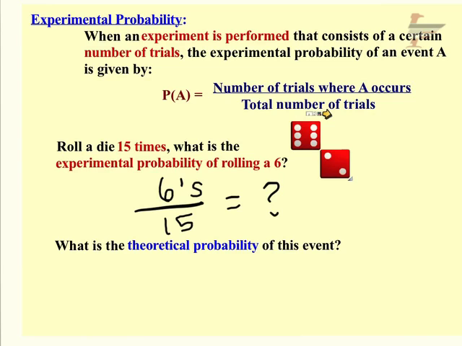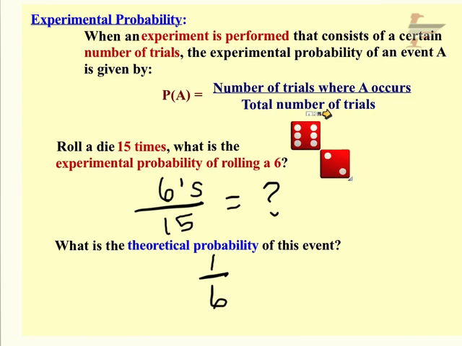Now, the theoretical probability of this is the actual answer. So what is the probability that you will roll a 6? And you know that that's a 1/6 chance.